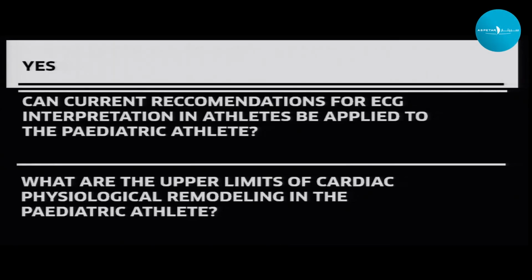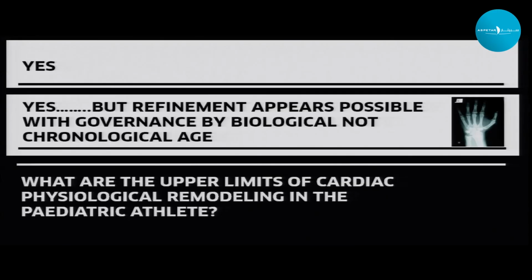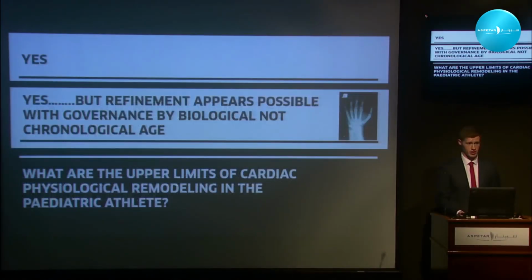I think, again, we can say yes in a male pediatric Arab and black athlete, but we probably should repeat this in other populations. And of course, we don't know if this is applicable to the white pediatric athlete or indeed the female athlete yet. But there does appear to be refinement possible with governance by biological, not chronological age when presented with anterior T-wave inversion confined from V1 to V3.